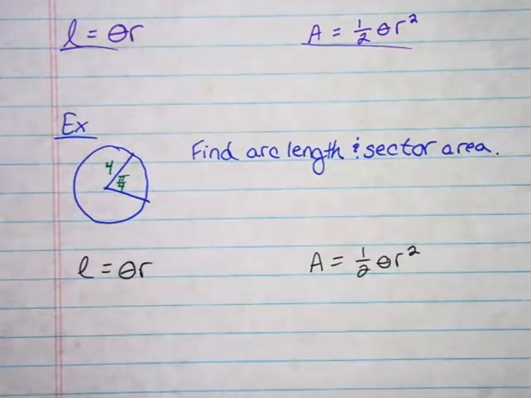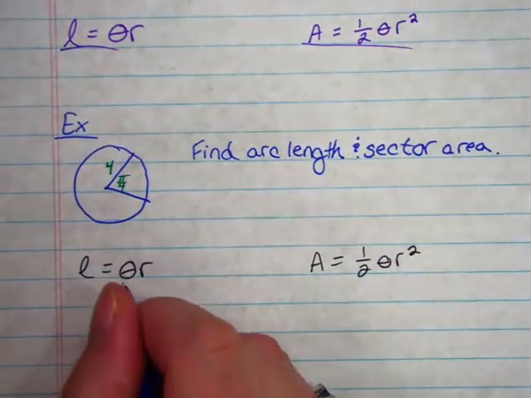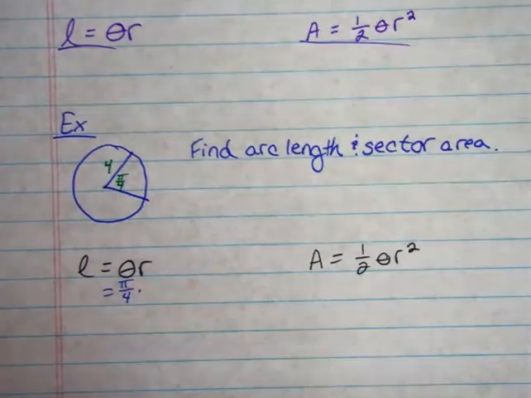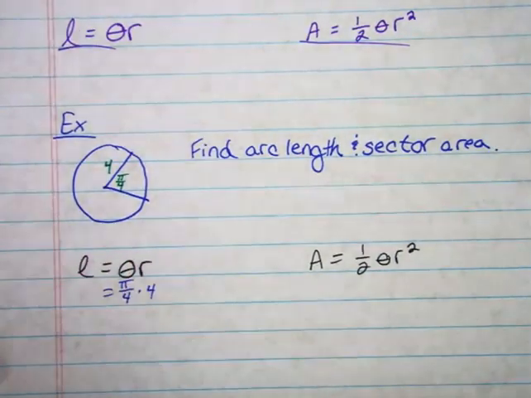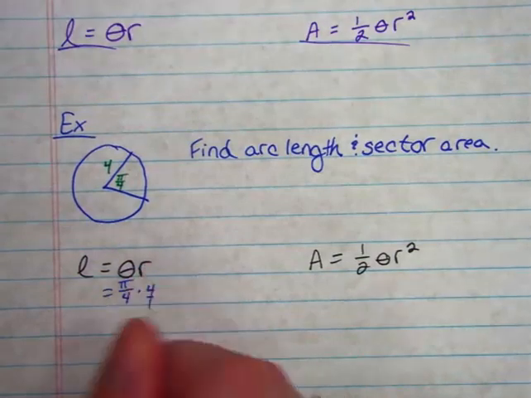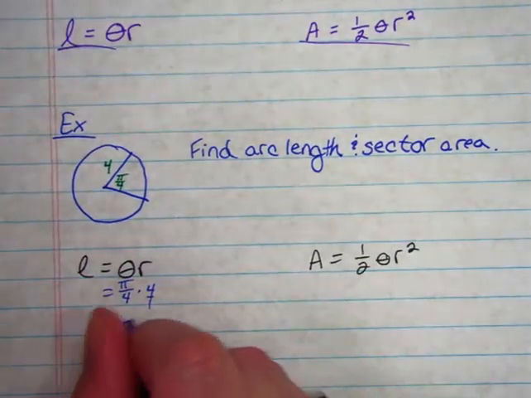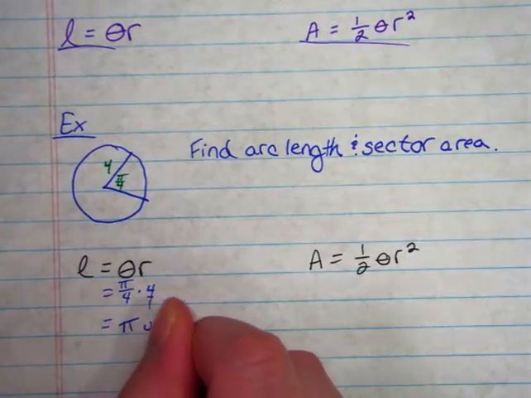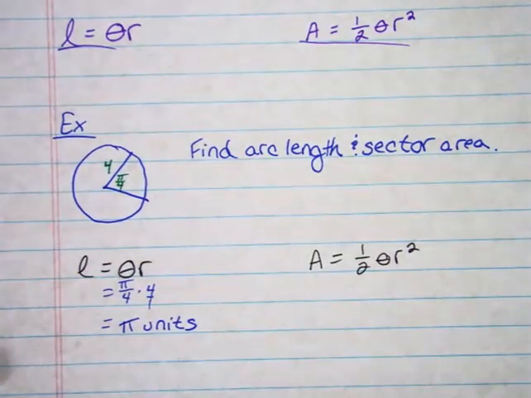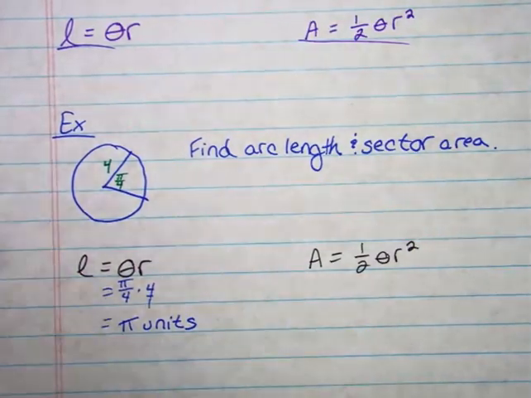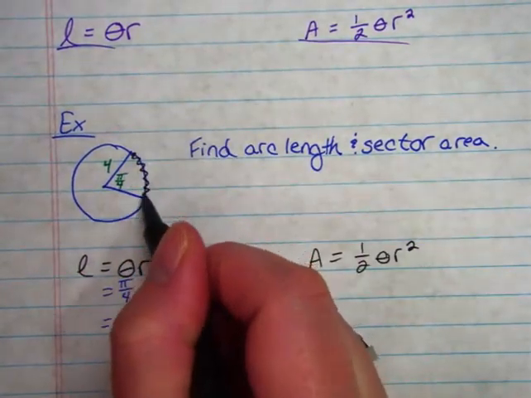So my arc length is theta, which is pi over 4 radians, times my radius, which is 4. 4 over 1. 4's cancel. Therefore, my arc length is just pi units. 3.14159, etc. That's how long this arc is.